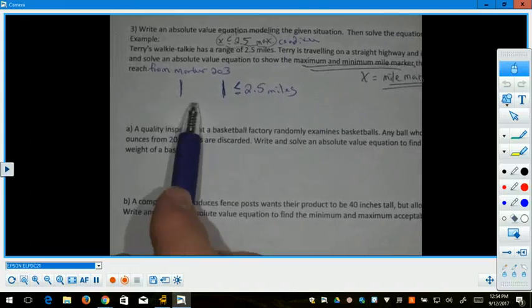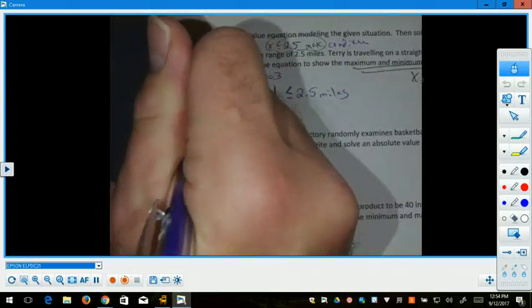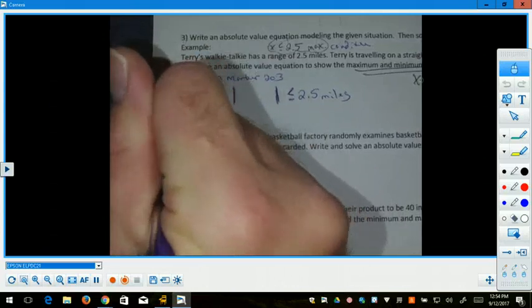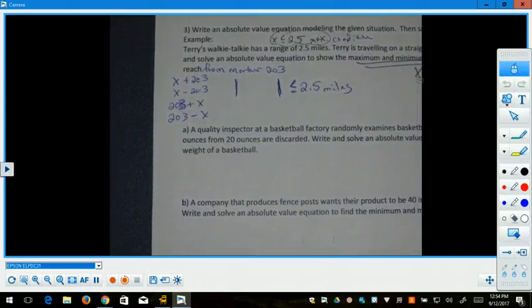The question is, to make this number less than or equal to 2.5, should I do x plus 203, x minus 203, 203 plus x, or 203 minus x? We know it's going to be something like that. Play with those a little bit. Plug some numbers in that make sense. Think about what mile marker he might be near and see if you can decide which one makes more sense. Remember, absolute value is the distance from 0.